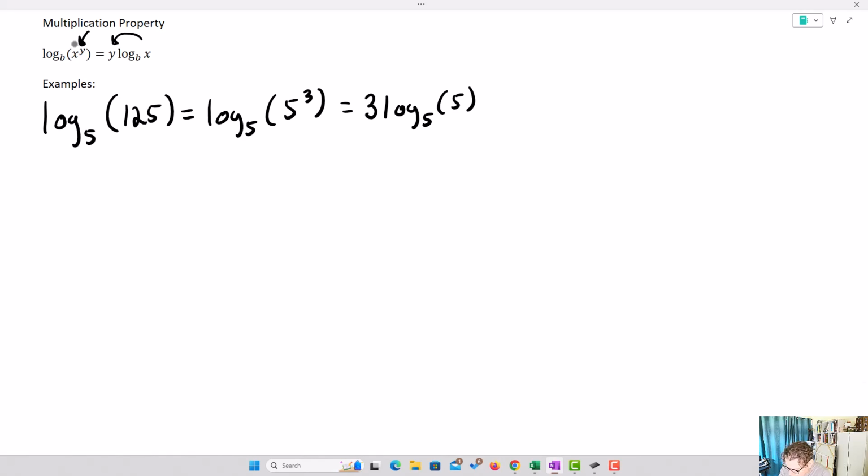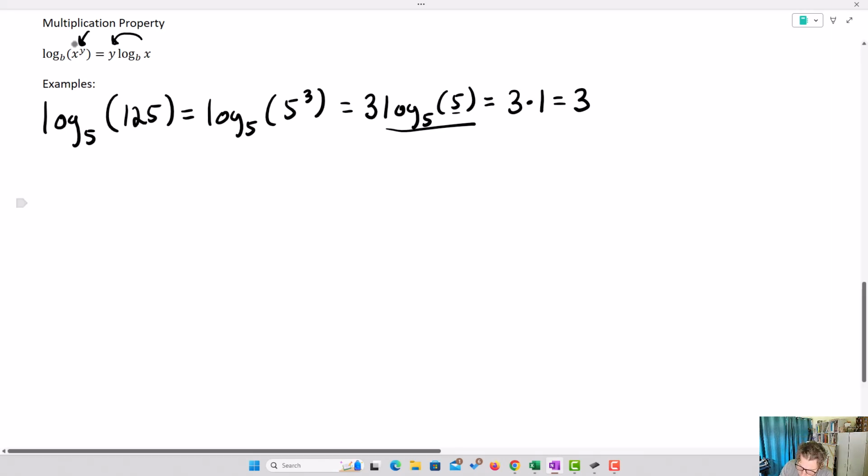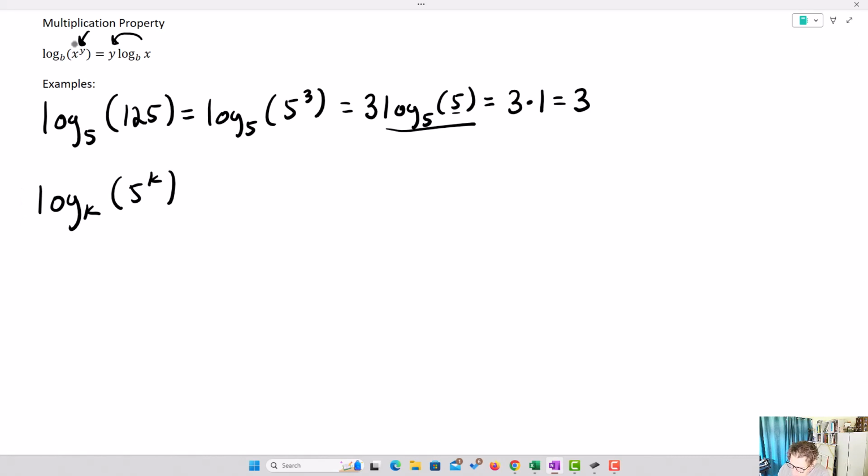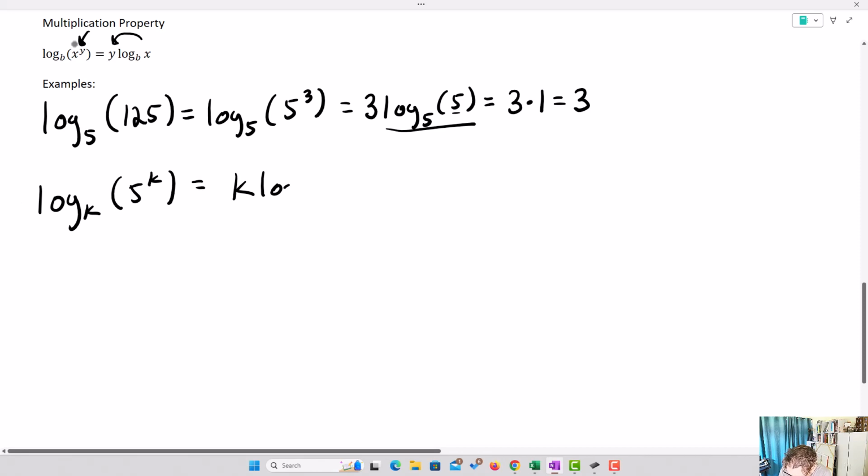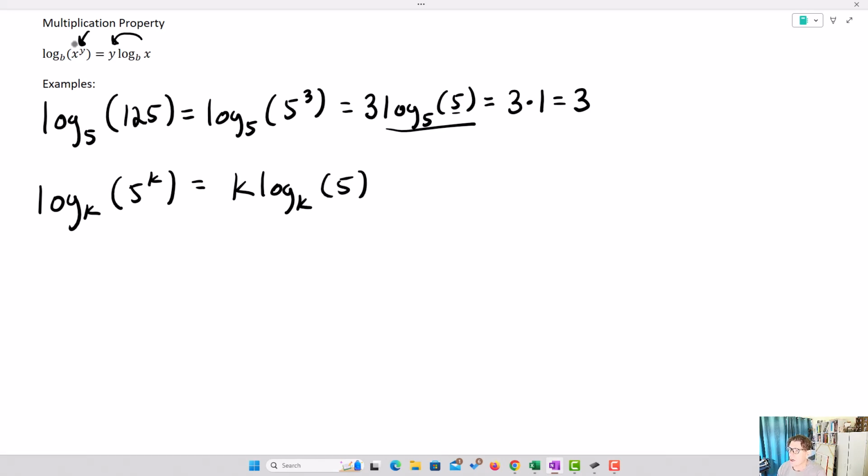Okay, so notice that our 3 comes over to the front, right? The 5 stays in the middle. And so we end up now, if you remember, that's equal to 1. So this is 3 times 1. So that ends up equaling 3. Another example. Let's say, for example, I've got log base k of 5 to the k. Well, when we expand it, the k will come out to the front. This becomes k log k 5. And that's a kind of pretty simple, straightforward one.